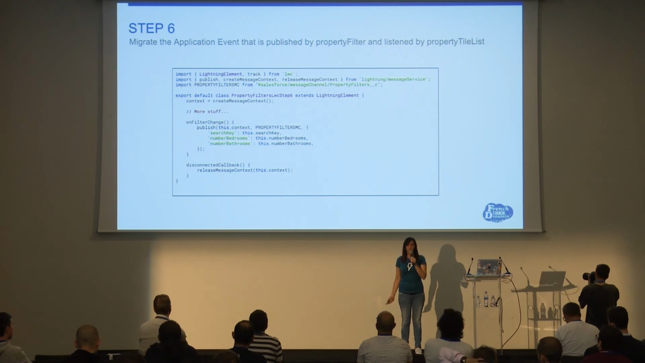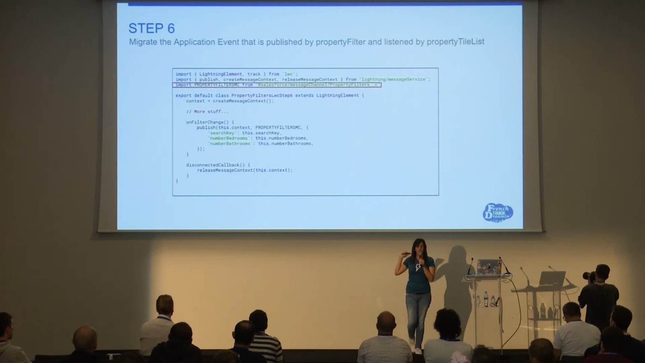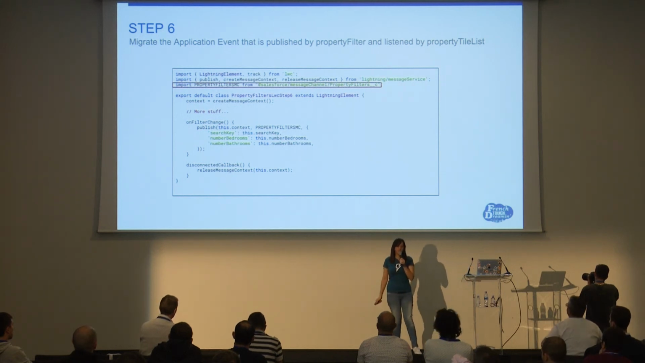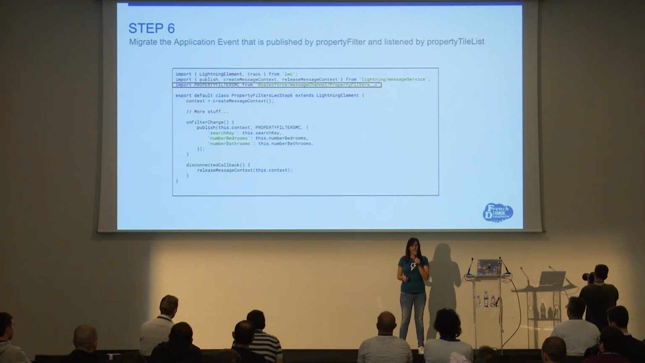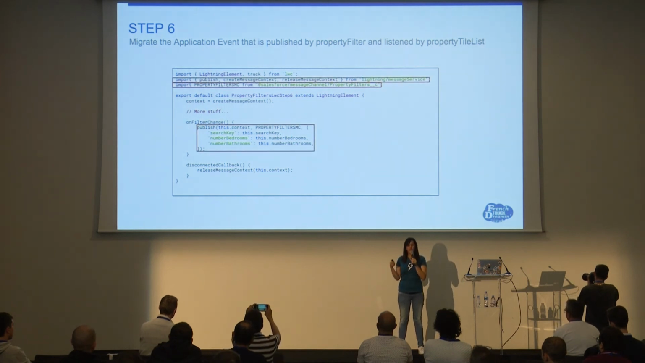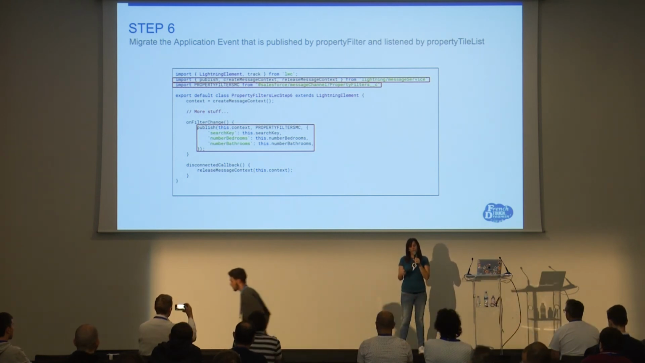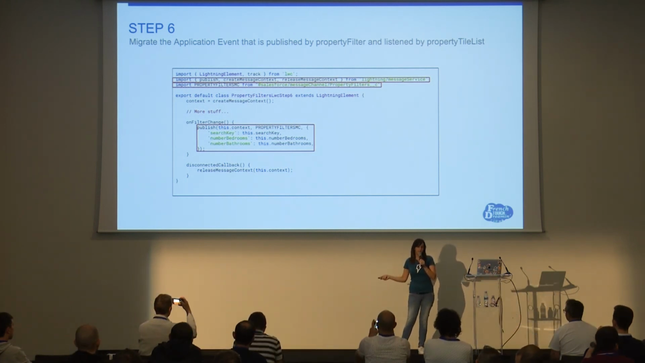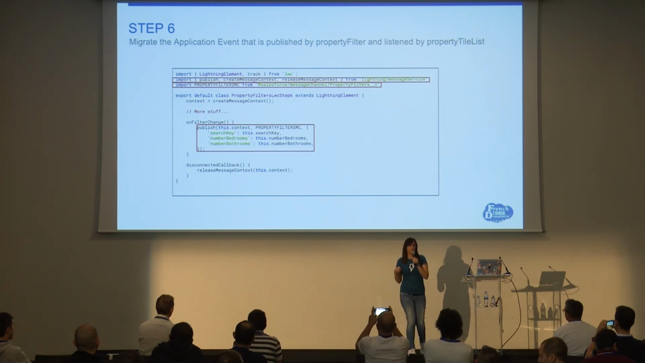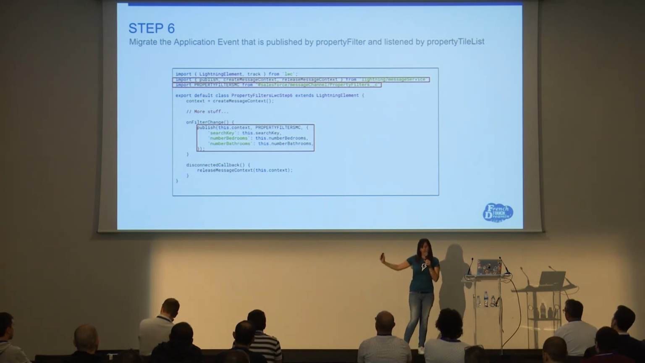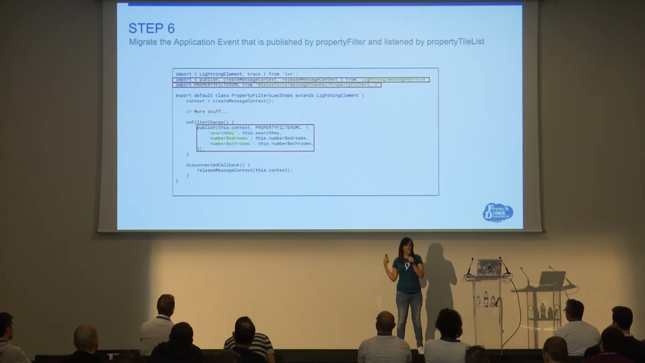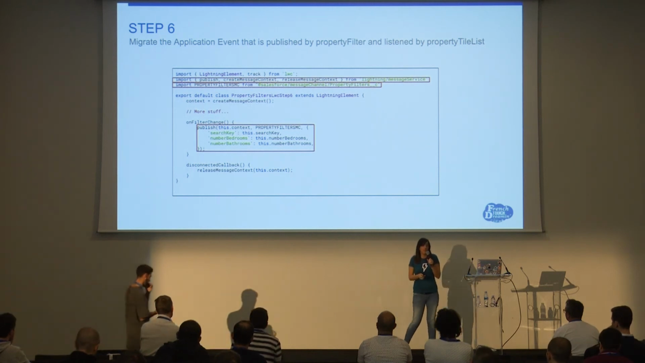So this would be the way to use the Lightning Message Service. I created the channel I mentioned before, property filters. So you have to import that channel. You have to import some functions from the Lightning Message Service library, and you have to use those functions to publish the event. In this case, we are going to publish an event that carries the search key, number of bedrooms, and number of bathrooms that the user has specified each time that I change something in any of these three filters.